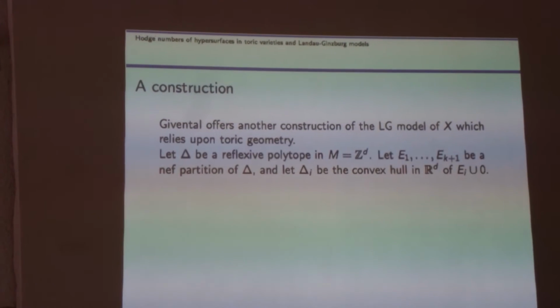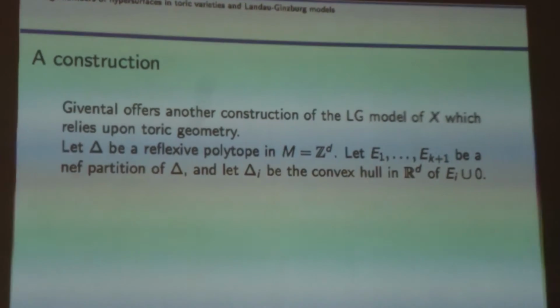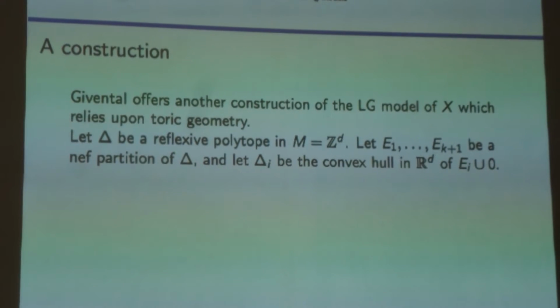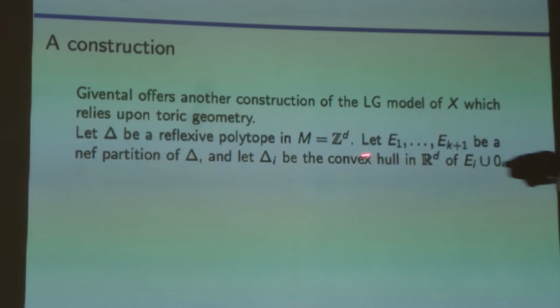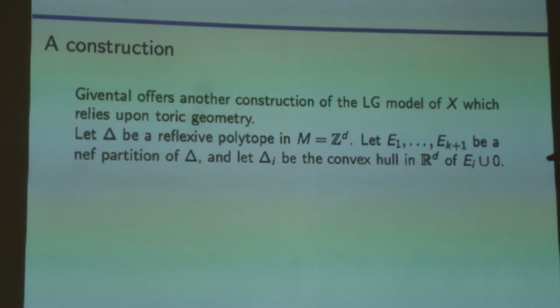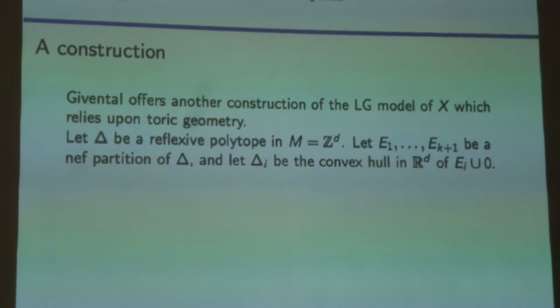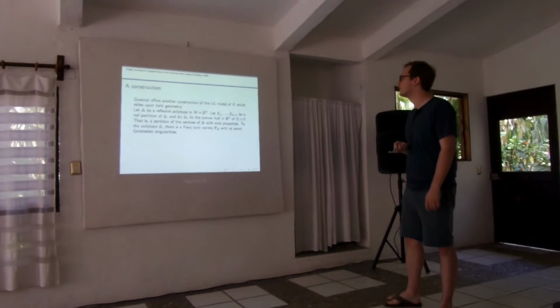Okay, so just as setup, we'll let delta be a reflexive polytope living inside of some lattice. E1 to E_{k+1} is going to be a nef partition of this polytope. And just as notation, we'll let delta_i be the convex hull of all of these points and the origin. Okay. So what does this mean in geometric terms?